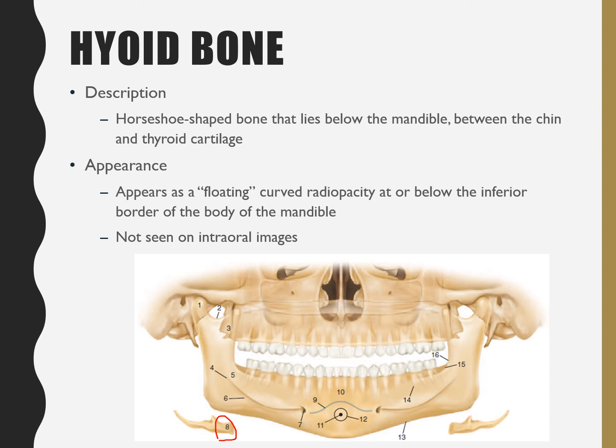The term hyoid is actually derived from the Greek hyoides, which means shaped like the letter upsilon. I'm not sure what upsilon looks like, but I'm guessing it looks somewhat like the hyoid bone.